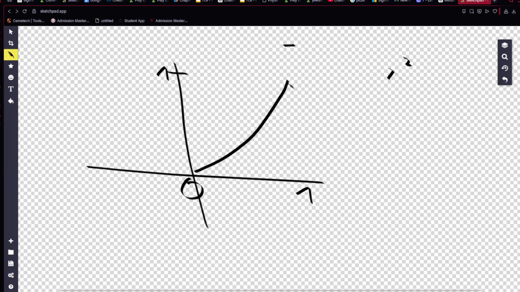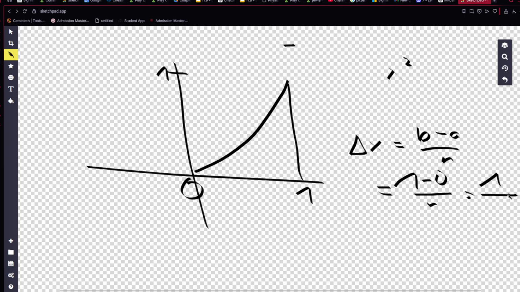So if we want to split it into 4 subintervals, delta x is going to be equal to (b minus a) over n, which essentially here it would be (1 minus 0) over n. So each subinterval is going to be 1 over n, and n is how many rectangles we want. So if we want 5 rectangles, then each width is going to be 0.2, which is very logical.